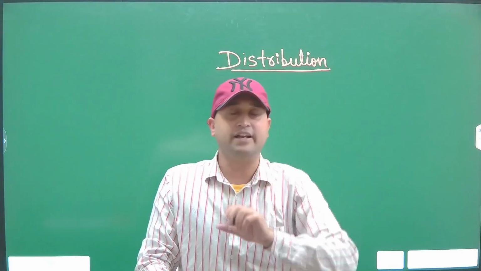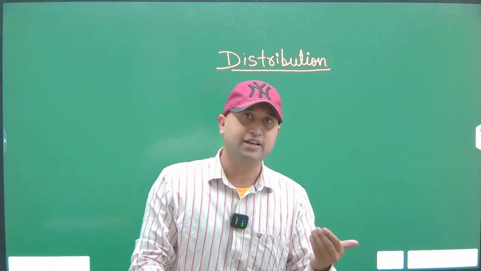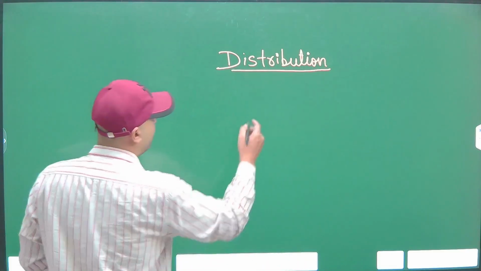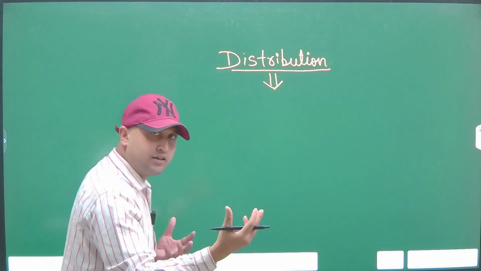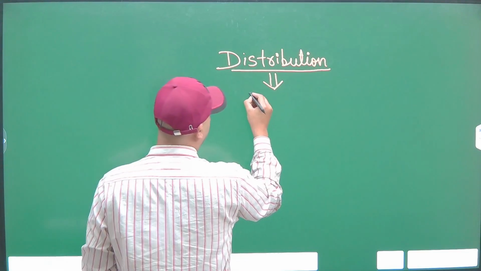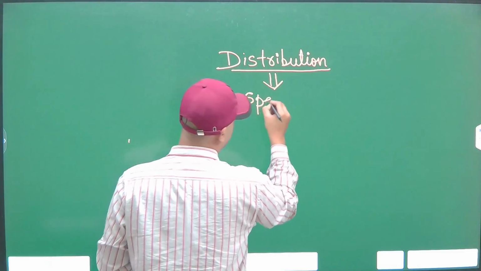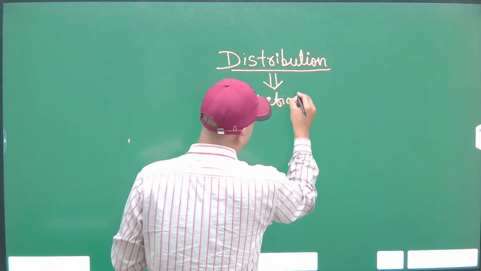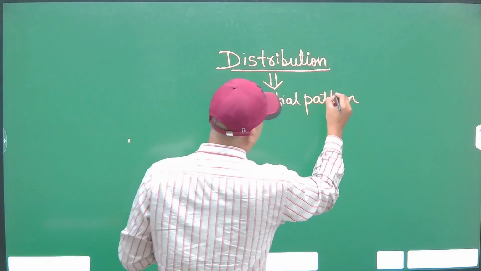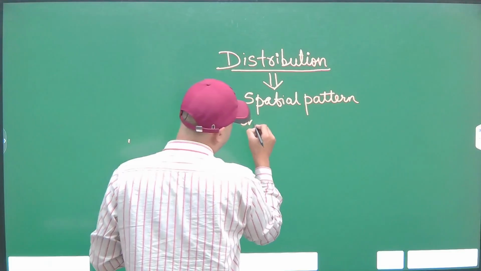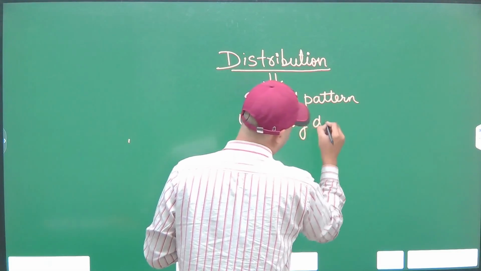In the context of India, if we want to understand how the population is distributed, we could see a pattern. Every distribution of population follows a pattern. Here the pattern is uneven. The population is unevenly distributed in a spatial pattern.